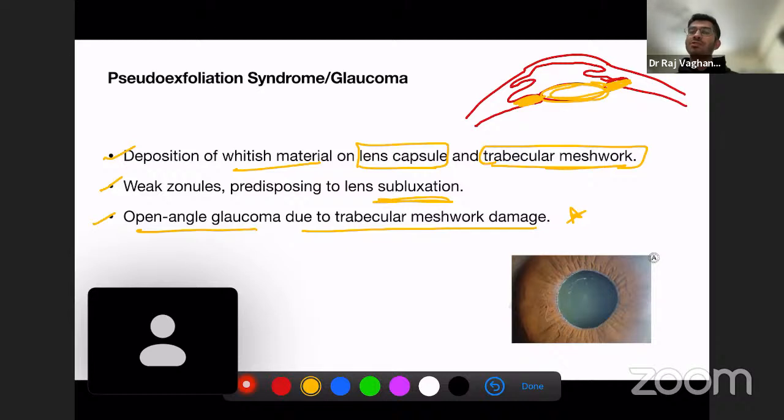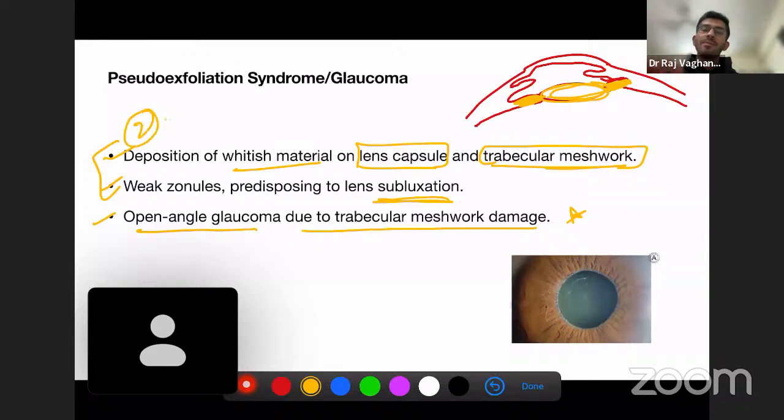So if you get a question of pseudo exfoliation syndrome as a long question or as a short question, you have to write about the primary open angle glaucoma completely. In addition to that, just write these 2 points. It will give you the maximum mark. It will give you almost full marks for that question.